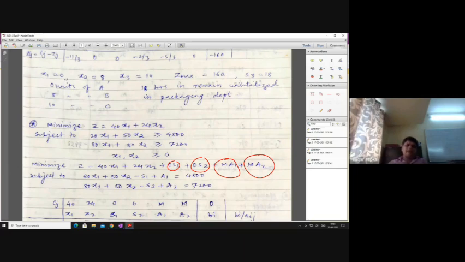Similarly, S1 and S2 are taken for making it an equality type of constraint. So we are assigning 0, 0 to them, so they will not contribute into the objective function. And for A1 and A2 in a minimization problem, plus M we are considering as a coefficient. Why? Because we are adding a very big amount to the minimization function, which will not contribute to the minimization of the problem at all. So plus M. Is it okay?